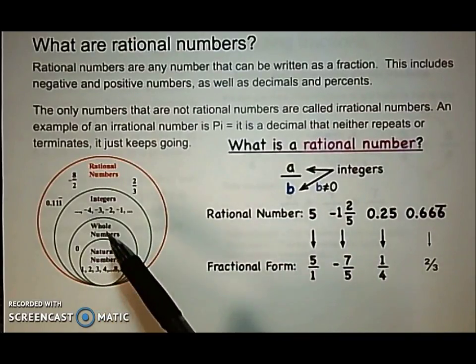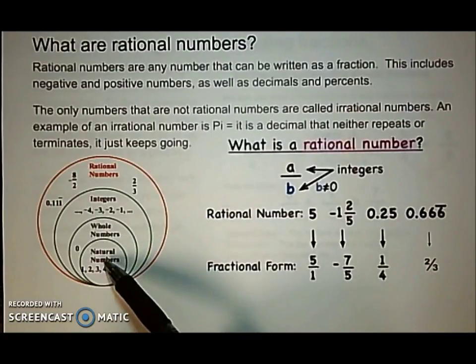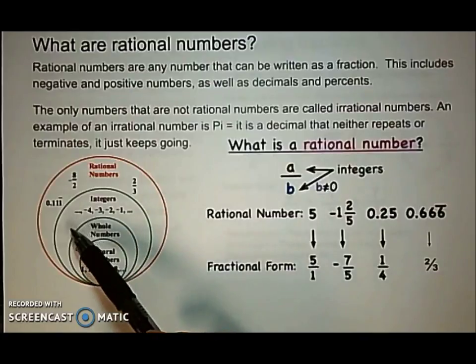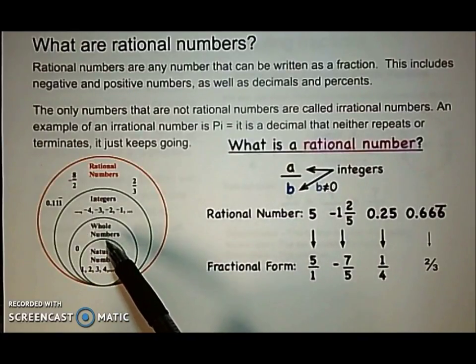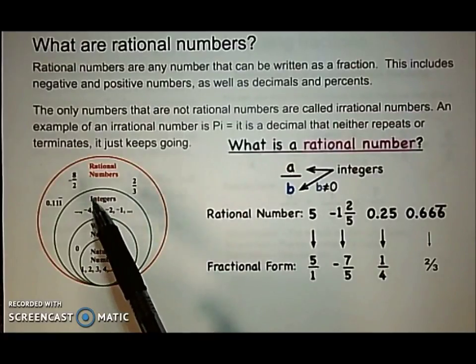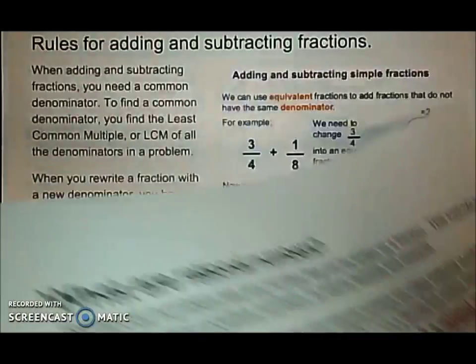You can also see over here in this little diagram, we've got the natural numbers that you've worked with since kindergarten, the counting numbers. Whole numbers are the natural numbers plus 0, and it's like the nesting dolls that we talked about in class. Integers then are just those whole numbers and natural numbers and their opposites. And rational numbers is when we add in those fractions and decimals.